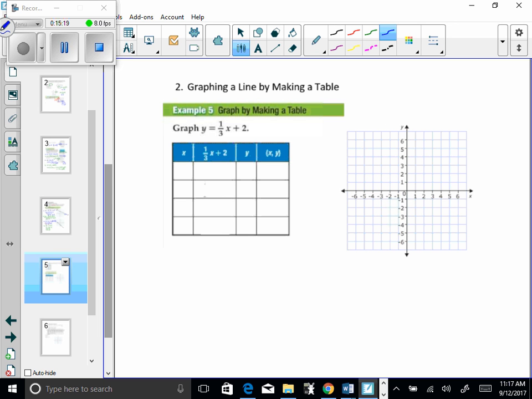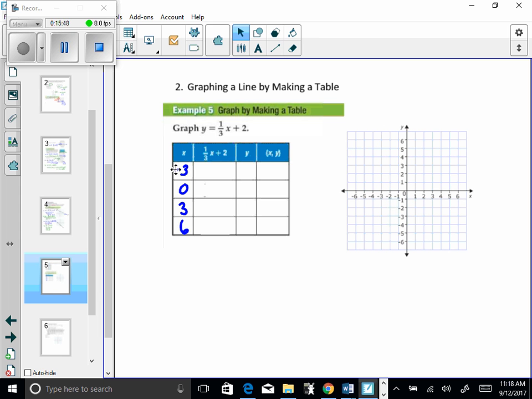So I want it to somehow work with 1/3 easily. And I see I have a denominator of 3. And if you just remember that denominator means divide, whatever I pick for x, I would really like to be able to divide it by 3. So I'm going to pick -3 because I know I can divide it by 3. I'm also going to pick 0 because that's always a really easy one. Then I'm going to pick a +3 and a +6 to go with my values.